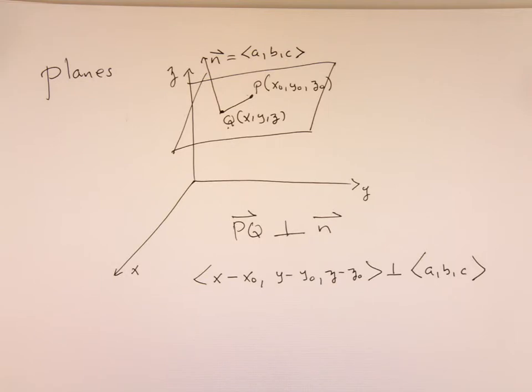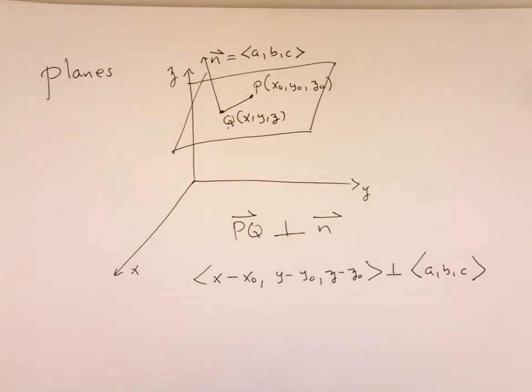Here's the question. How do you know if two vectors are perpendicular or normal to each other? Cross product equals 0? No. The dot product. The dot product is equal to 0.